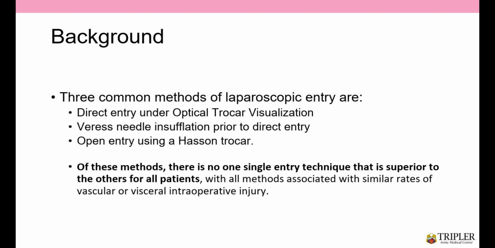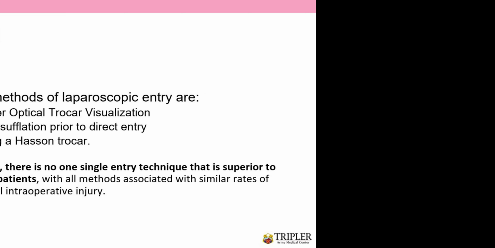Three common methods of laparoscopic entry are direct entry under optical trocar visualization, Veress needle insufflation prior to direct entry, and open entry using a Hassan trocar. Of these methods, there is no one single entry technique that is superior to the others, and all methods are associated with similar rates of vascular or visceral intraoperative injury.